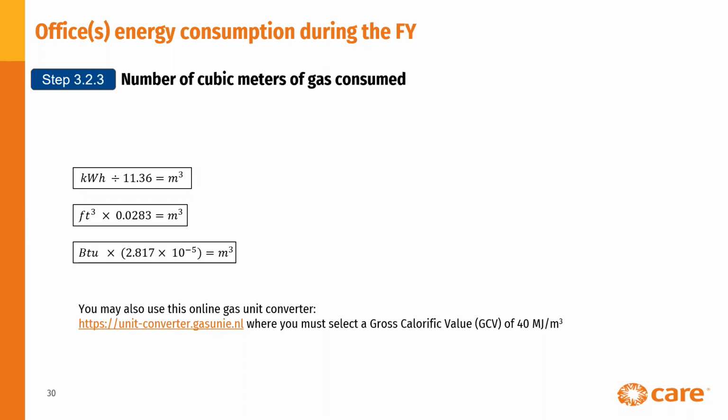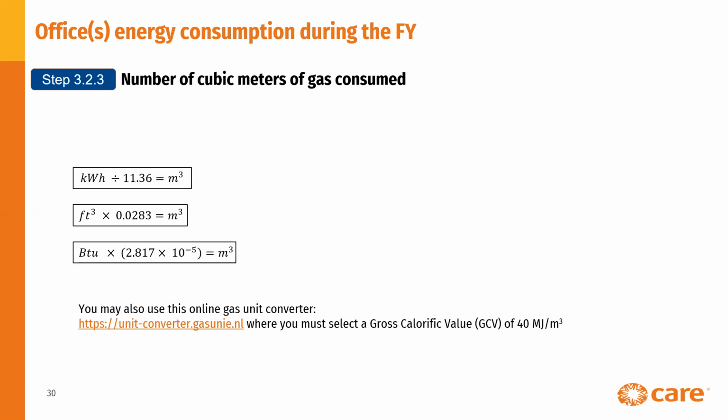So if your gas is reported in kilowatt hours, you must divide the value by 11.36 to get a value in cubic meters. If your gas consumption is reported in cubic feet, you must multiply the value by 0.0283 to get a value in cubic meters. And finally, if your gas consumption is reported in British thermal units, or BTUs, you must multiply the value by 2.817 times 10 to the power of minus 5 to get a value in cubic meters.